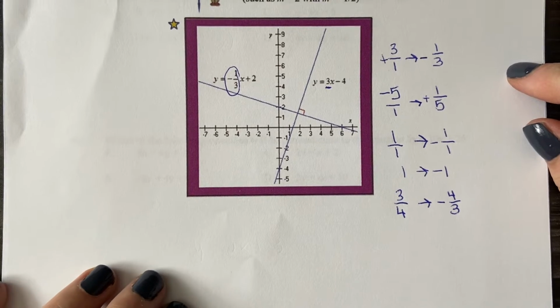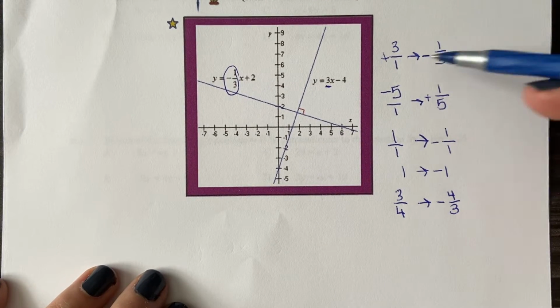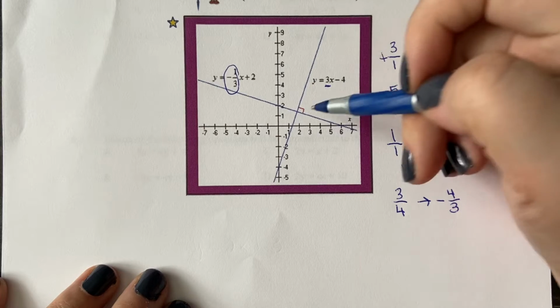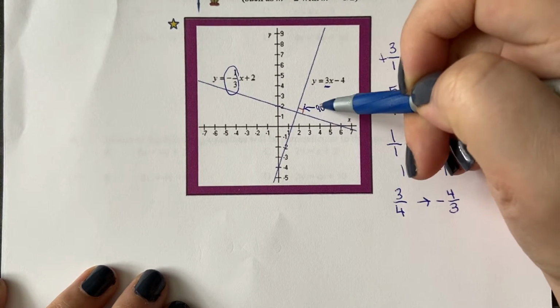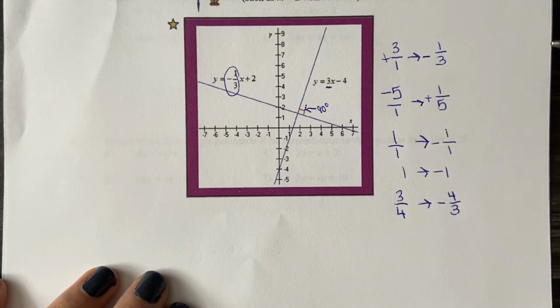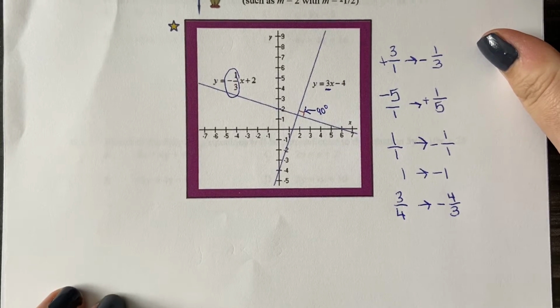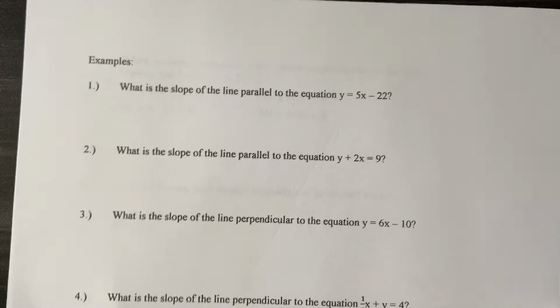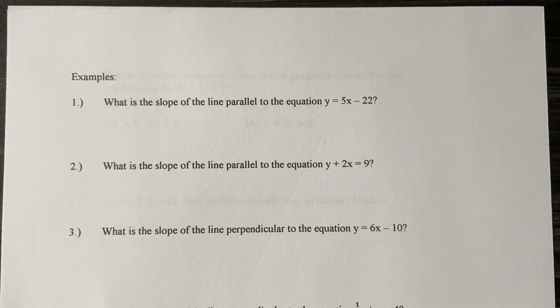Okay, so that's all negative reciprocals are, but that's how you get the lines to be perpendicular or form a right angle: when they have these negative reciprocal slopes, that's going to give you perpendicular lines. Okay, so then if we turn the page, let's do some examples together.